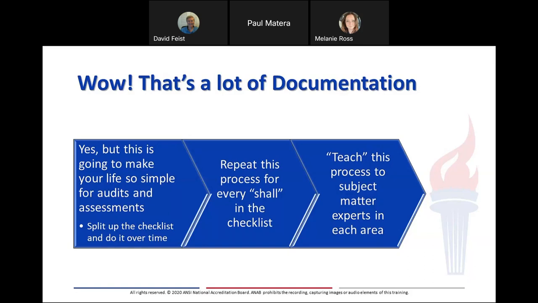And Paul, one of the keys is a lot of people look at the checklist and say, well, this is so big. Split up this checklist, do it over different periods of time. Find who your experts in those areas are and teach them to do that. And just try to go through and repeat this process for every shall in the checklist.